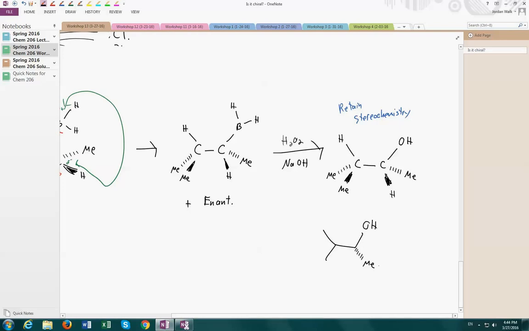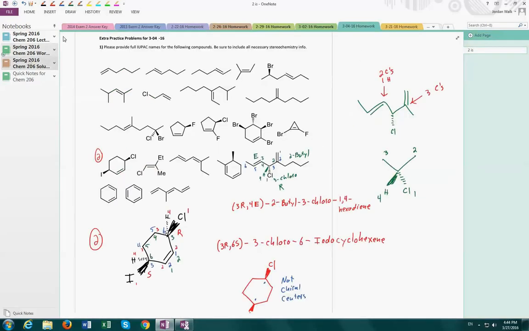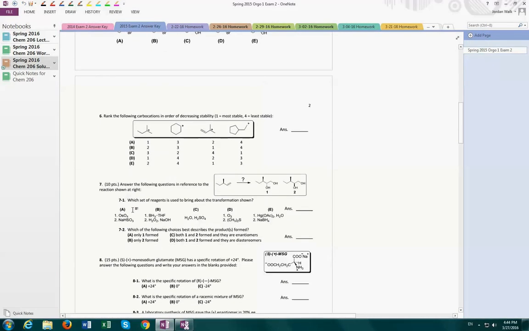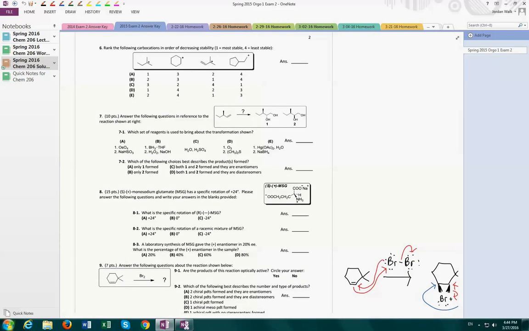Yeah? Can we do number 7 on the 2015? All right, so do we know a way to make diols? Yeah, that's osmium tetroxide, right? And so, you know, we only know one way to make diol, so it must be osmium tetroxide. And then what best describes the product's forms? What do you think?